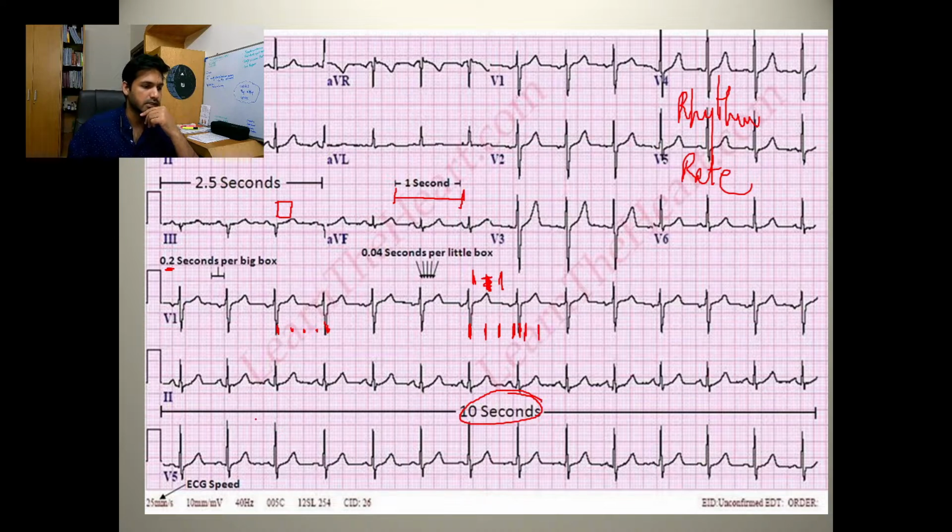Now another way to do it is you take the 10-second strip and you count the number of QRS complexes. 1, 2, 3, 4, 5, 6, 7, 8, 9, 10, 11, 12, 13, 14. Now you multiply by 6 because it's a 10-second strip. So 10 times 6 is 60. For 1 minute, you have to multiply by a factor of 6. So 14 times 6 would be 84. I'm not very good at maths. So around 84 per minute.